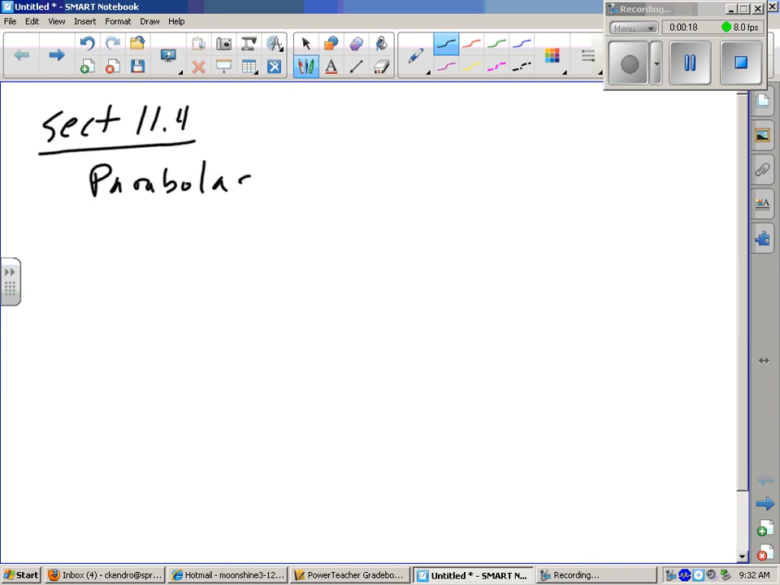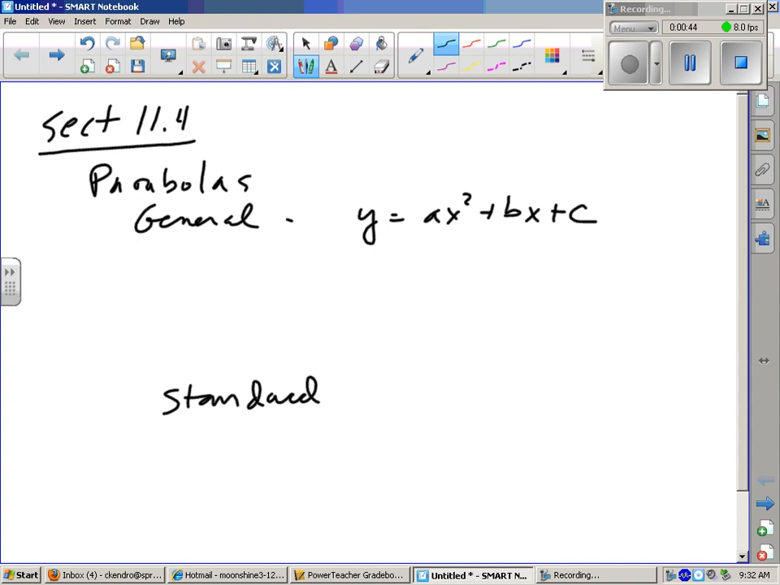All right, we're going to do section 11.4. This is something that you've seen before in Algebra 2. You did a lot of stuff with parabolas. We have two forms. We have the general form, which is y equals ax squared plus bx plus c. And we have the standard form. I'm going to write it down here because I want to add some things. Standard form is y equals a times (x minus h) squared plus k.